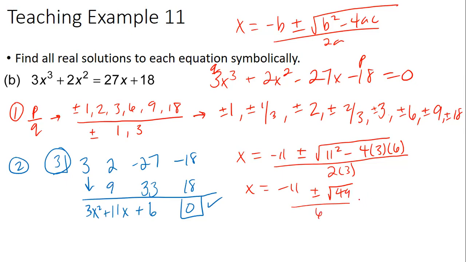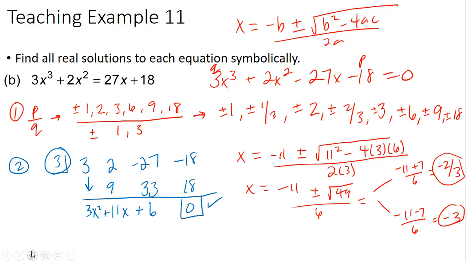What is the square root of 49? 7. So our two solutions are negative 11 plus 7 divided by 6 and negative 11 minus 7 divided by 6. So this one equals negative 2/3, right? Yeah, negative 2/3. And this one equals negative 3. So we found our zeros. Okay, how do you feel about finding the zeros?